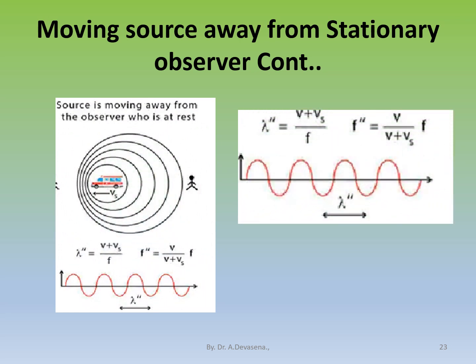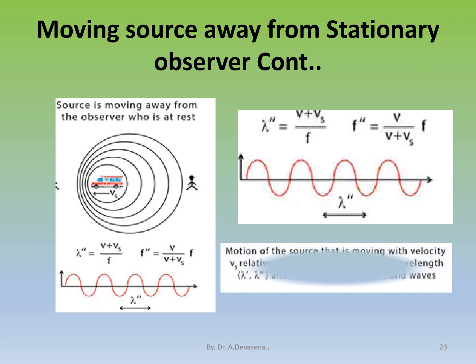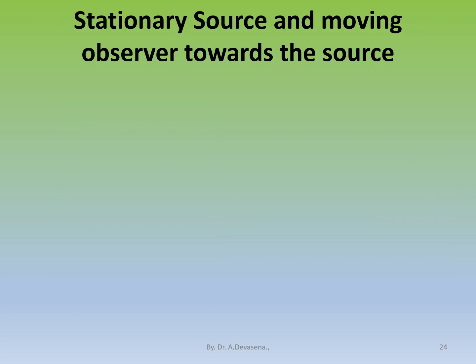The value of lambda double dash is equal to v plus v suffix s divided by f, and the value of f double dash, that is the change in frequency, is equal to v divided by v plus v suffix s into f. Motion of the source that is moving with the velocity v suffix s relative to the observer alters the wavelength lambda, lambda dash, lambda double dash, and frequency f dash and f double dash of the sound waves. Considering stationary source and moving observer case.